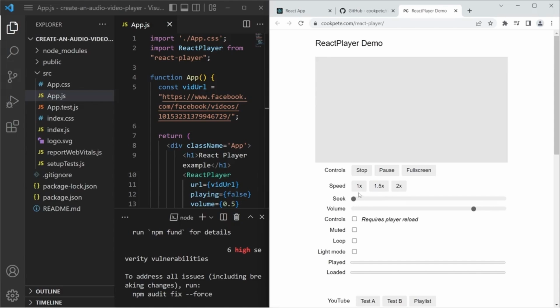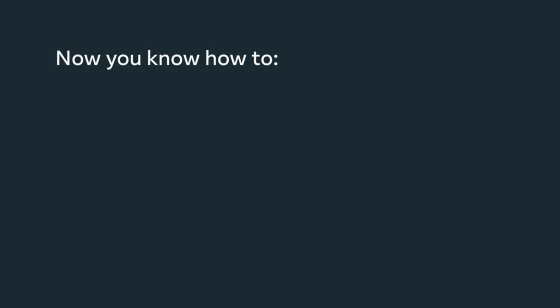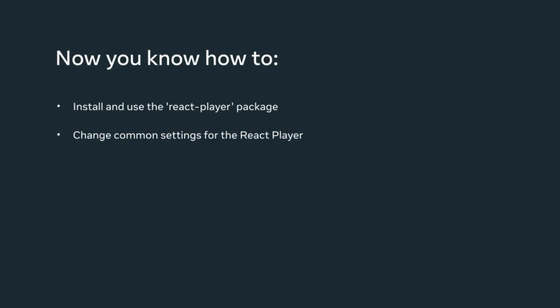On the linked page, you can select from several video sources and change the video settings such as playback speed, light mode, loop, and more. If you would like to know more about the React Player, I recommend experimenting with these settings and consulting the project's GitHub documentation. In this video, you learn how to install and use the React Player package and change common settings for the React Player.